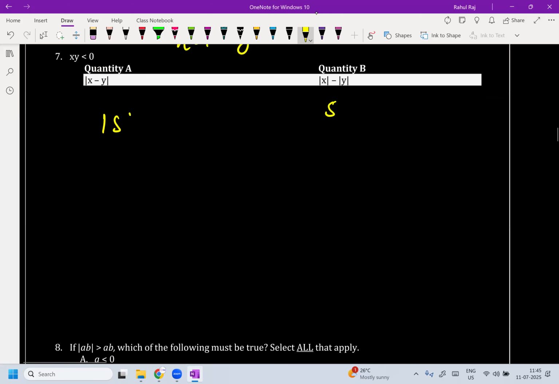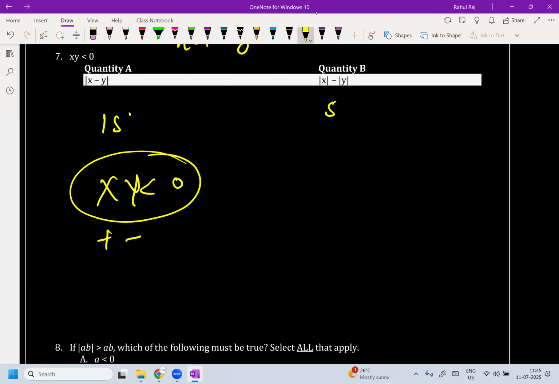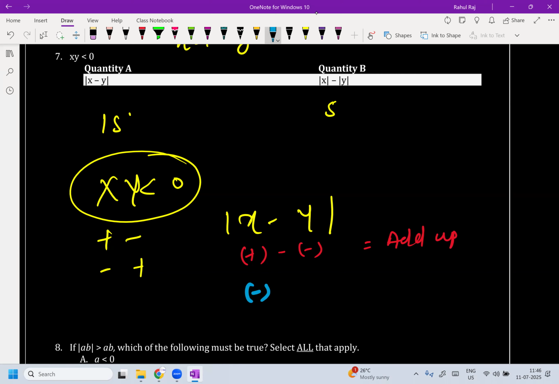Understand one thing, Shweta. How should you take values? xy less than 0 means what? x positive, y negative, or x negative, y positive. Now it is mod of x minus y. Imagine if I take x positive value and y negative value, so this negative and this negative, will this add up? Imagine I take x negative value and y positive value. Will this again add up?